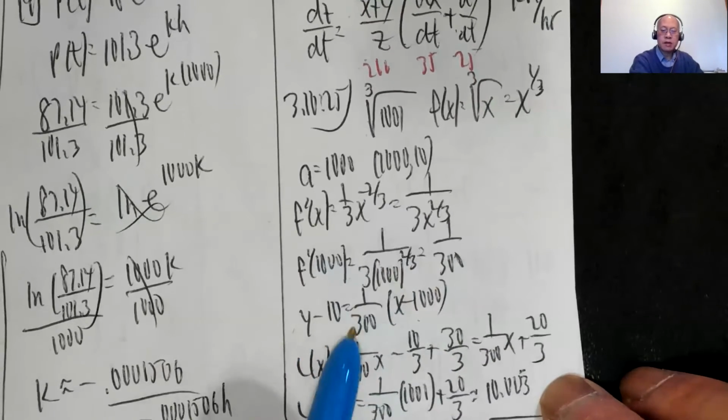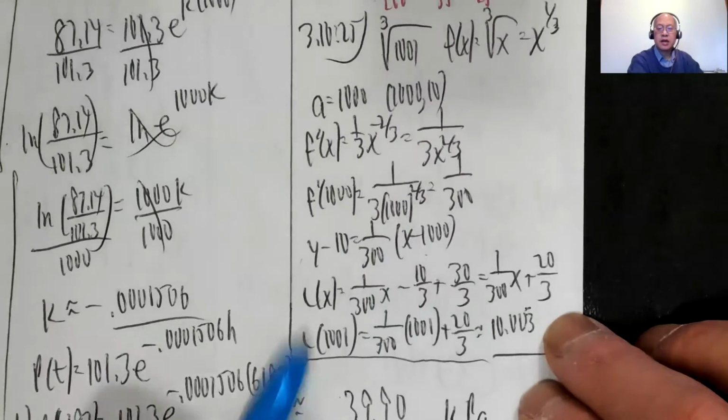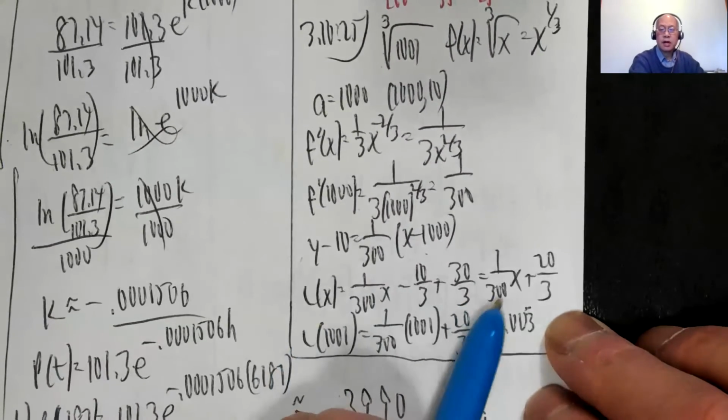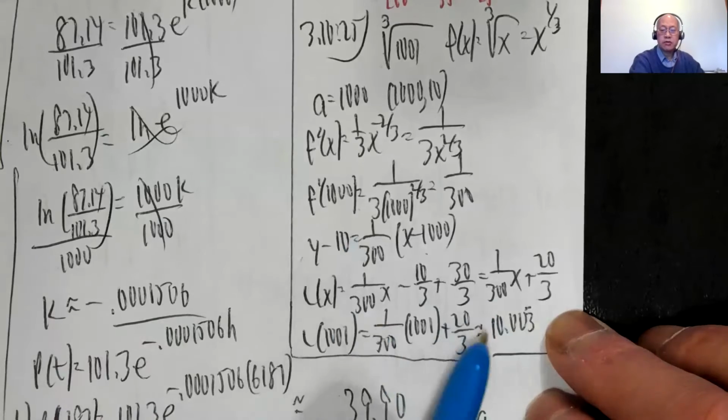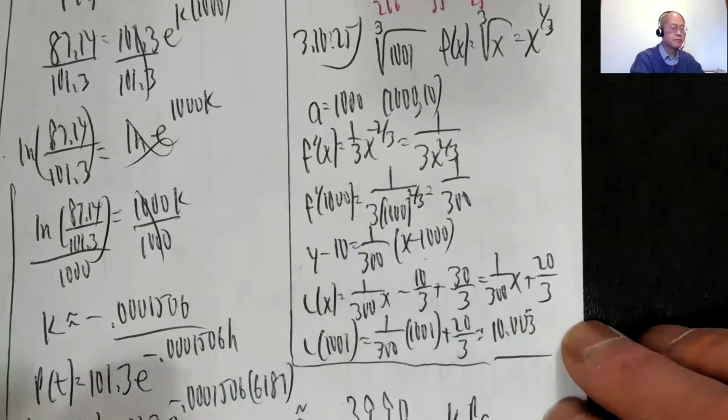y minus y1 equals m times (x minus x1). Clean it up. L of x is 1/300 x plus 20/3. Now I plug in 1,001. Plug in 1,001, 10.003 repeating. Is our approximation.